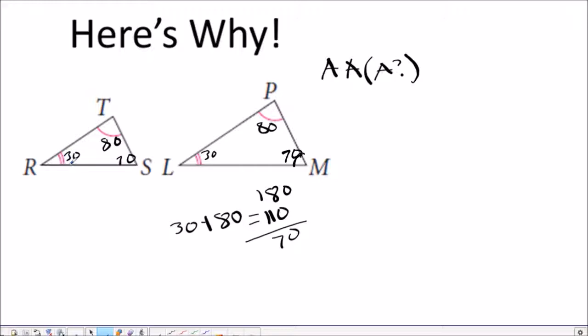Because we just demonstrated that if you know that the 2 angles match, R and T match L and P, then automatically the third angle will match. Now that we've shown that here, we don't have to prove that anymore. That's a really good reason why we don't need to talk about the third angle. 2 angles is enough. Okay, now let's take a look at how we use it.